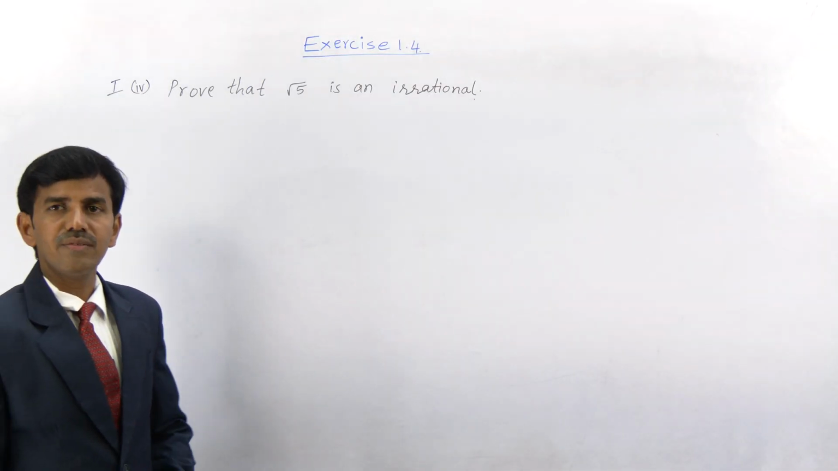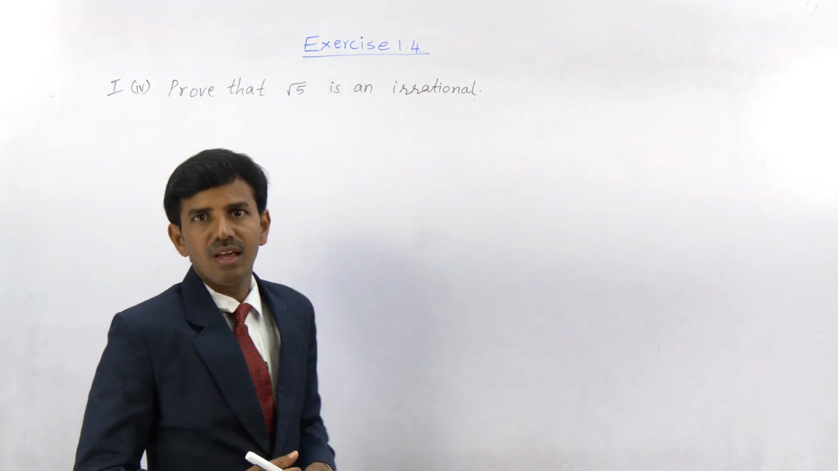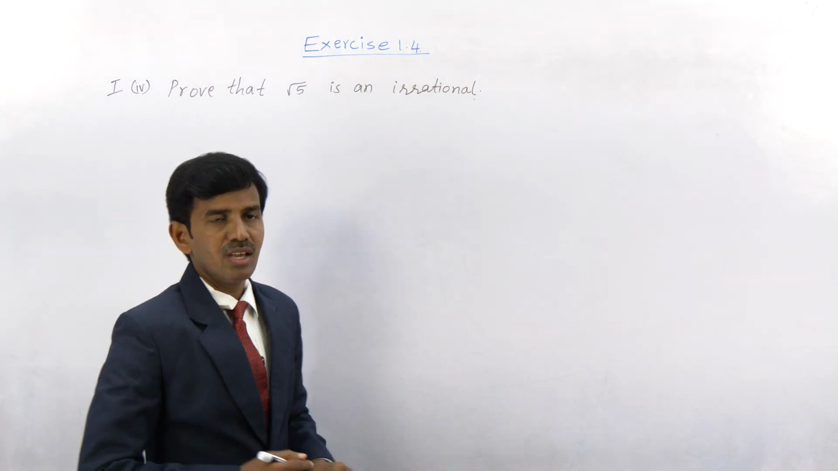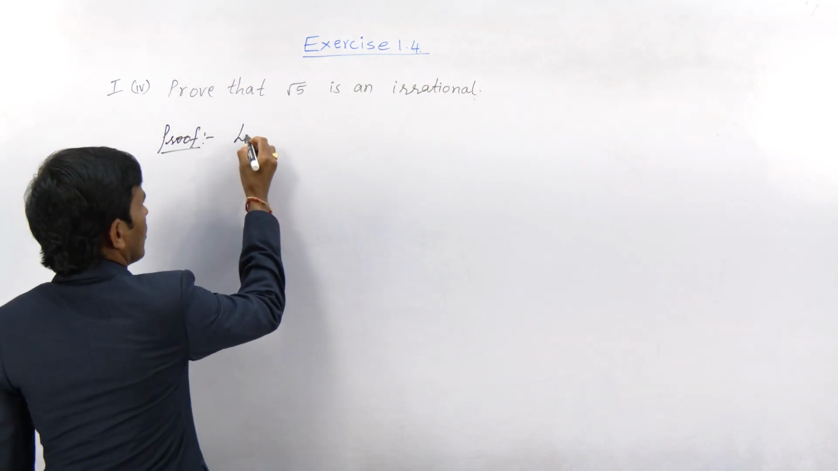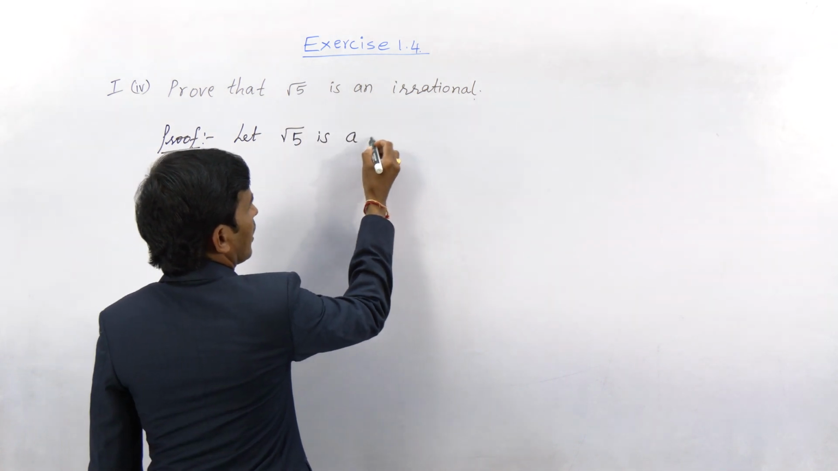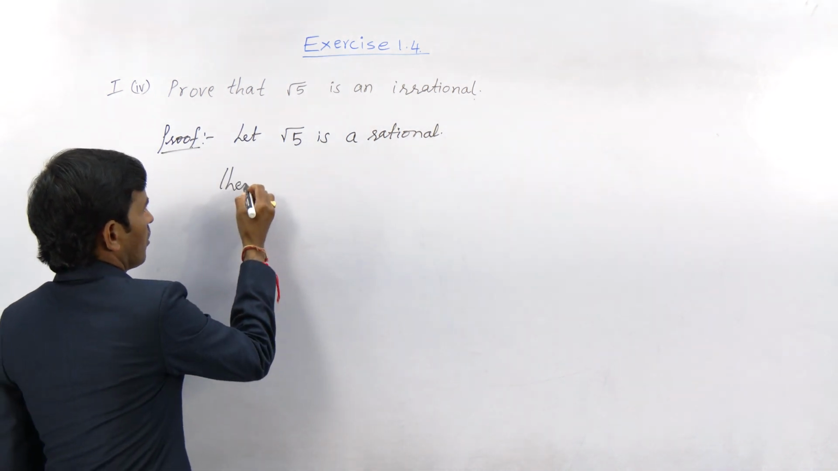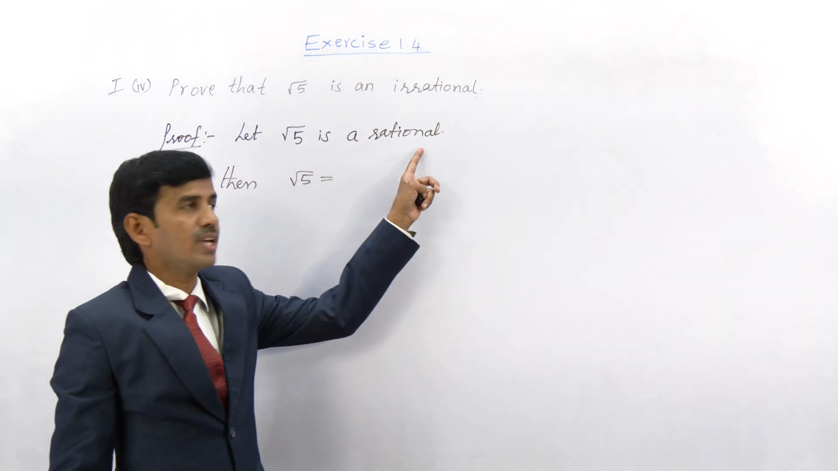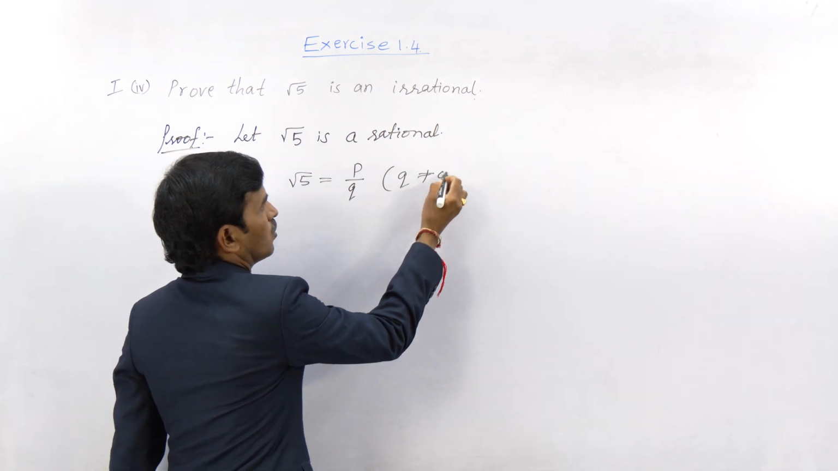Let us discuss exercise 1.4, in which the first bit, fourth one: prove that root 5 is an irrational. So when a single term root 5 is given, how to prove it? Let us see now. Here, let root 5 be a rational. Then root 5 is equal to, what is the rational form of a number? That is generally denoted by p by q, where q is not equal to 0.